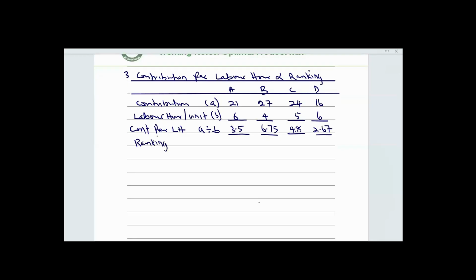BCAD. So based on the ranking, the first one is B, followed by C, then A, then D. D is the last one based on the ranking. So this is how to determine key contribution per key factor, right?